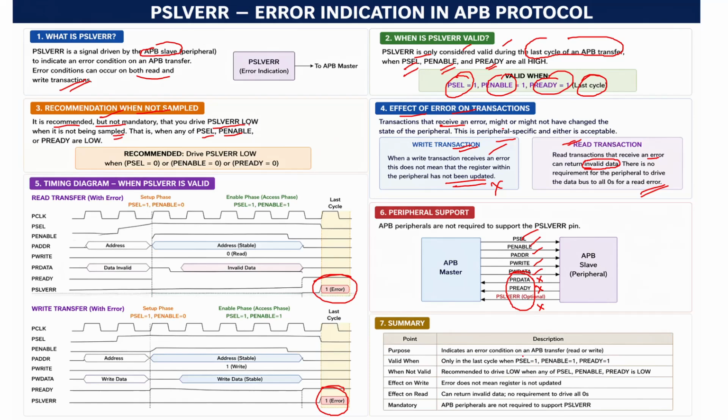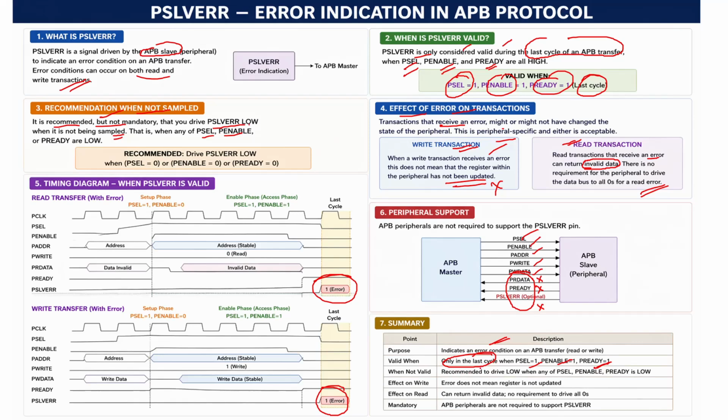So now, what is the purpose we are using slave error here? It is an error condition. During a write or read operation, if we are getting any error, this slave error signal should be maintained high. It is valid when PSELECT, PENABLE and PREADY are all high. That is the last cycle of your transfer, then only it is valid.